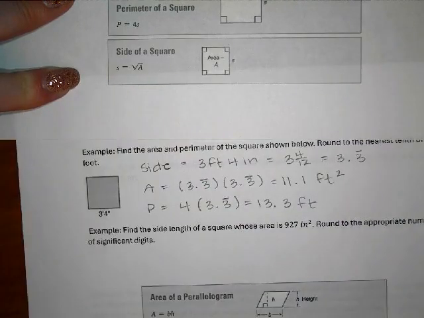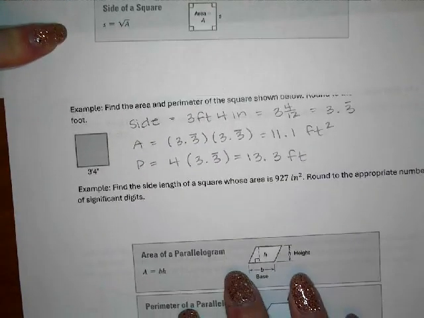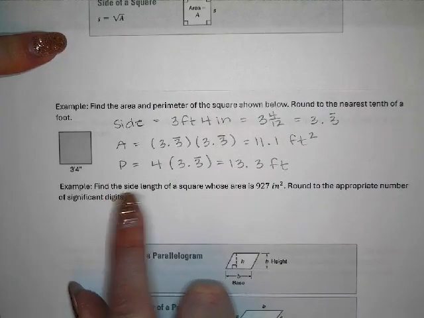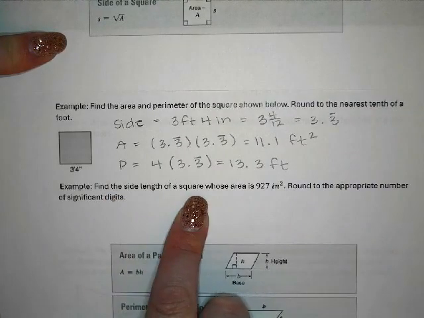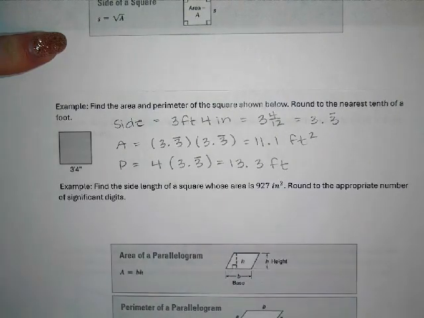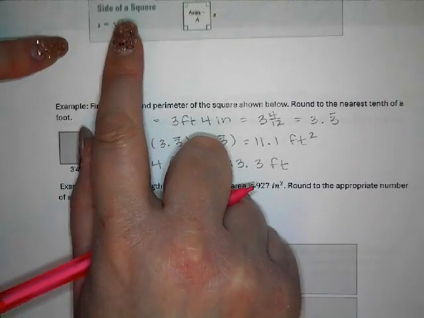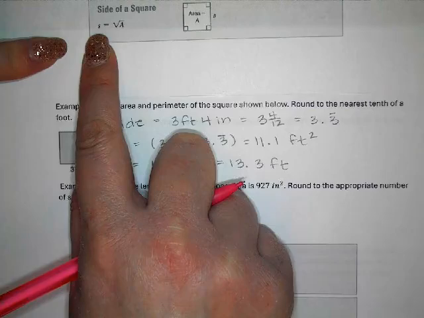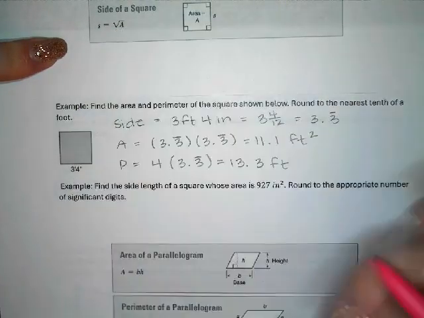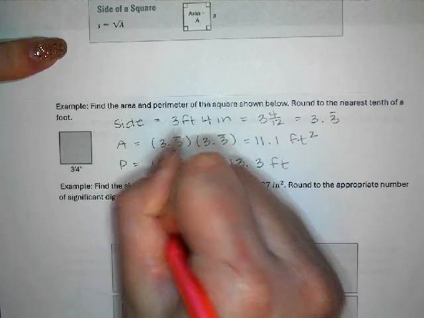All right. Next problem says find the side length of a square whose area is 927 inches squared, round to the appropriate number of significant digits. So here we're going to use this second formula. It says if you have the area of a square, then to find the side, you can just square root the area. So the side is the square root of the area.